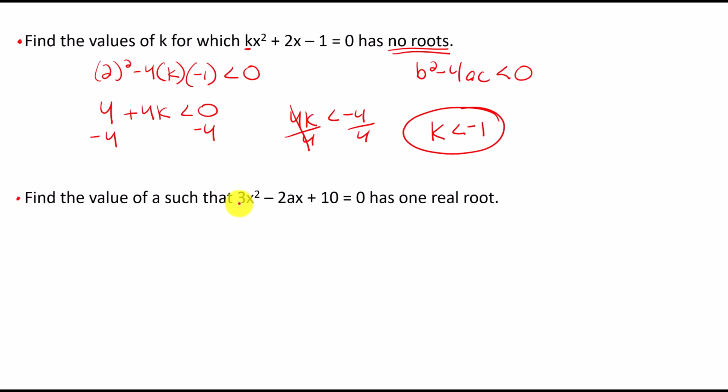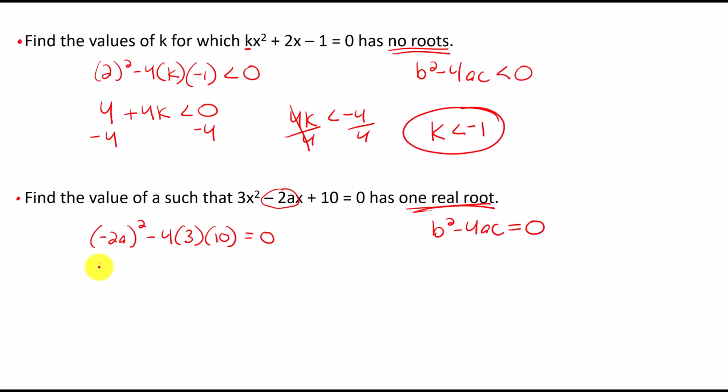Okay, so in this case, we want 3x squared minus 2ax plus 10 equals 0 to have one real root. And so it doesn't matter that a is here. We can use any variable we want, a or k, it doesn't matter, okay? So in order to have one real root, b squared minus 4ac has to equal 0. So our b in this case is negative 2a. It's everything that's in front of x. So negative 2a squared minus 4 times a, which is 3, times c, which is 10, has to be equal to 0. Okay, be careful when we square this, both get squared.